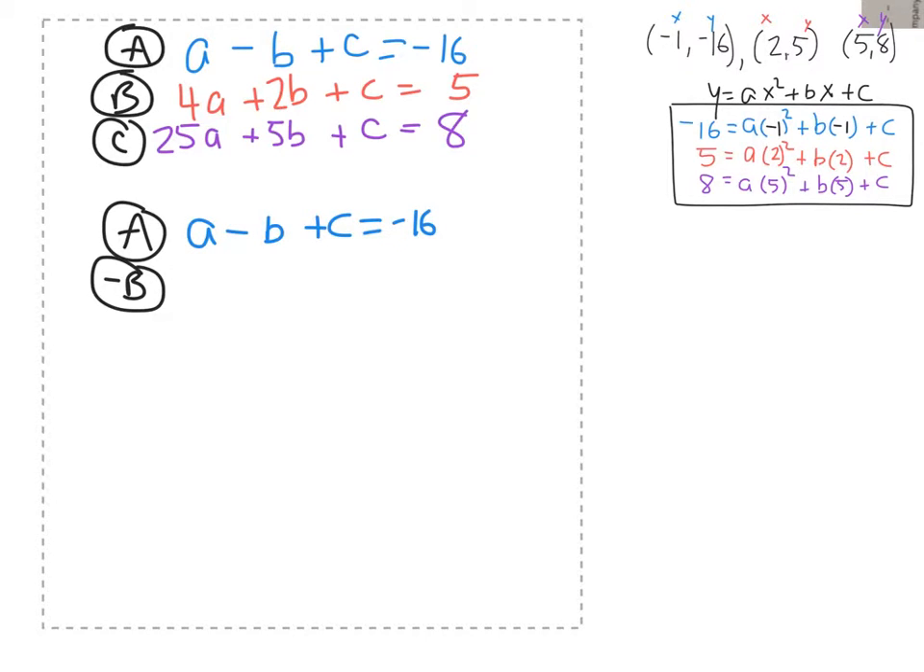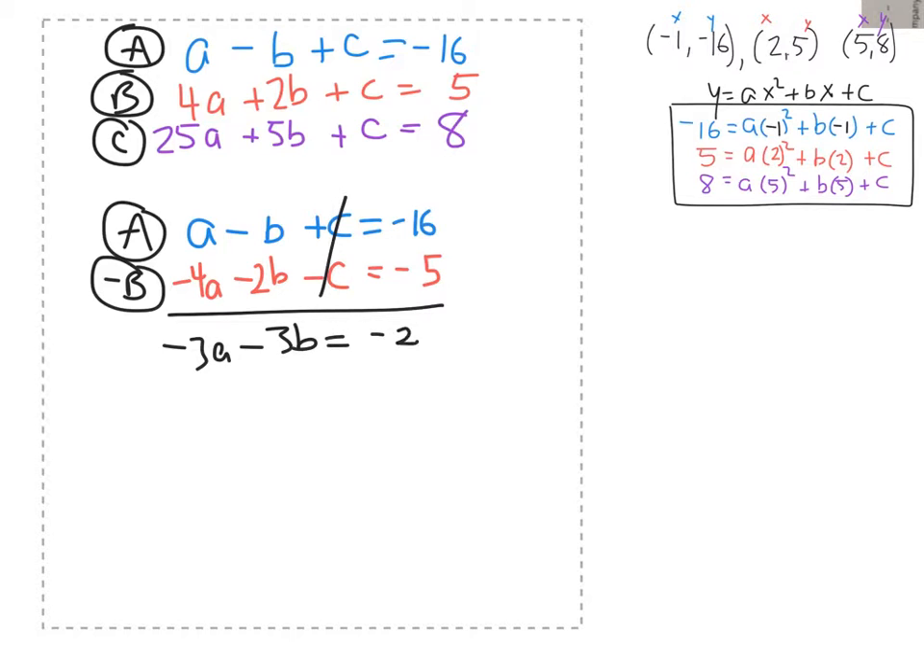So there is my a, just rewritten. There is my b, and all I did was change all the signs. As you could see, I had a 4a here, now it's negative. I had a positive 2b, now it's negative, and so on and so on. And now I'm able to combine and cancel the c's. So I'll get negative 3a minus 3b equals negative 21.